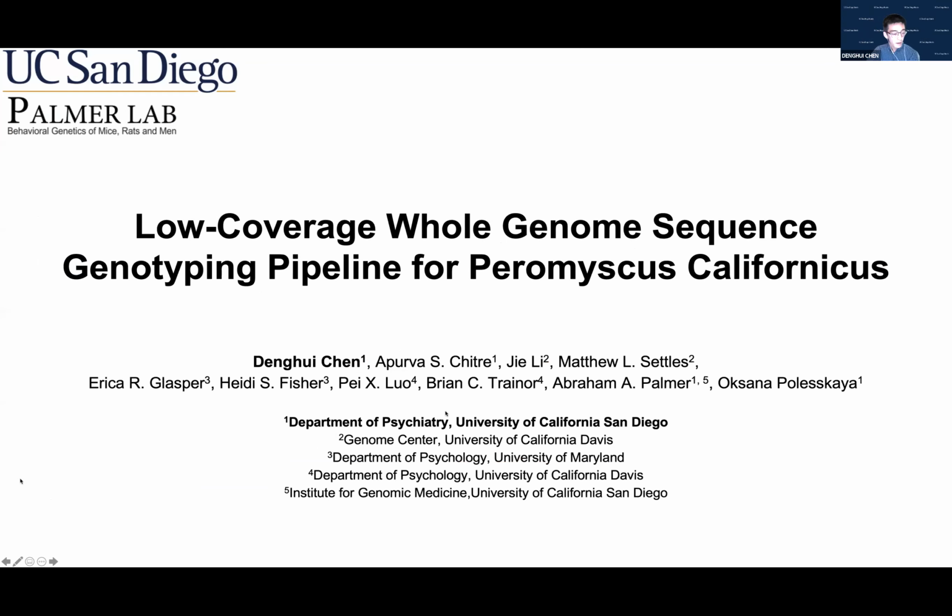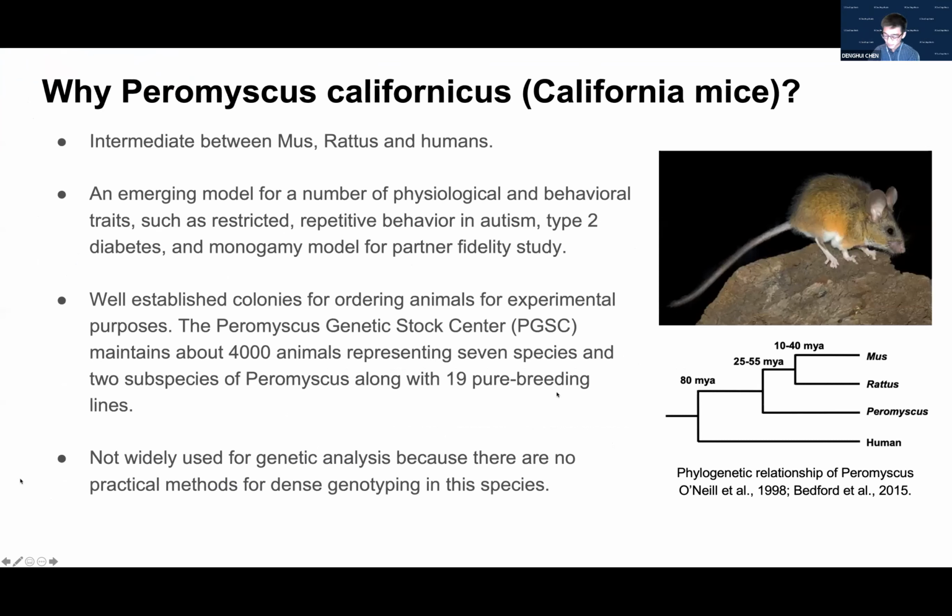Today I'm going to talk about a new genotyping pipeline for Peromyscus californicus based on low coverage whole genome sequence. When you see the title, the first question that might pop up in your head is why Peromyscus californicus, also called California mice?